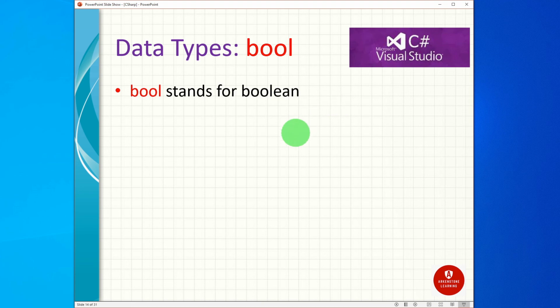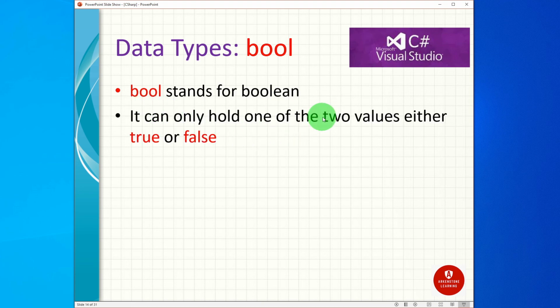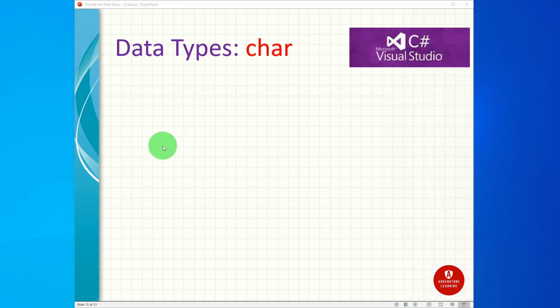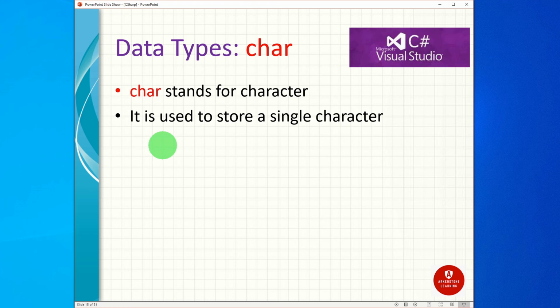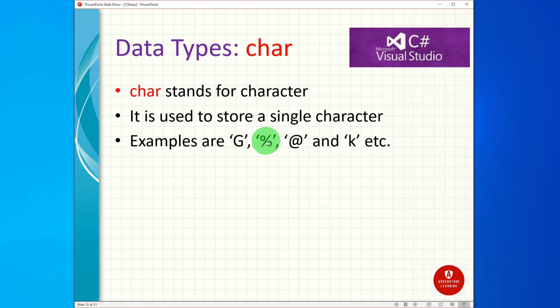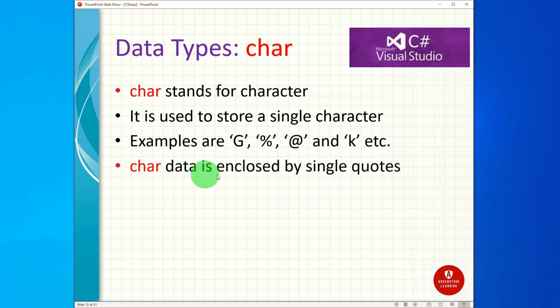The next data type we're going to discuss is bool. Bool stands for Boolean. A bool data type can hold one of two values, either true or false. The next data type is char. Char stands for a character. It is used to store a single character. Examples are G, percentage sign, at the rate sign, or any lowercase character. Char data is enclosed by single quotes. As you can see, all these characters are enclosed with single quotes.